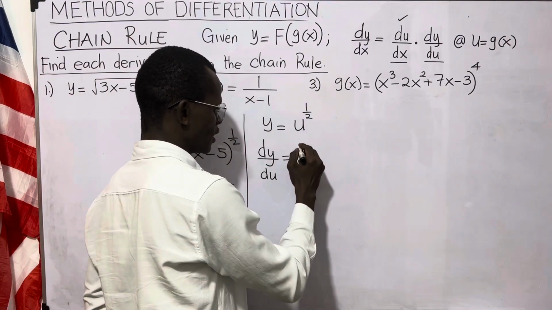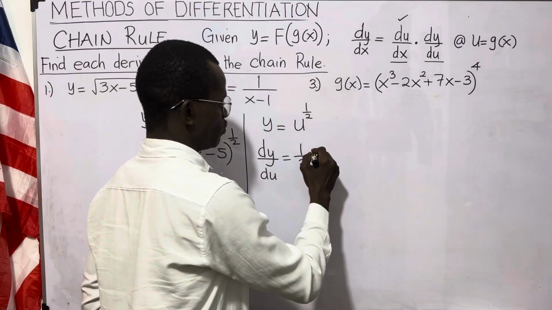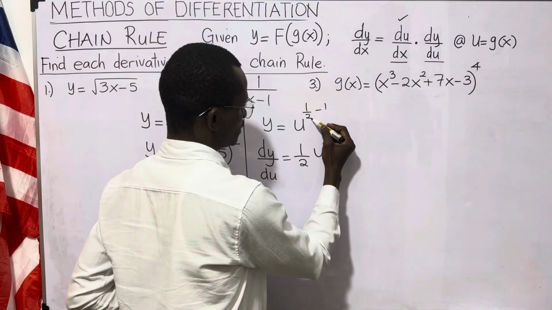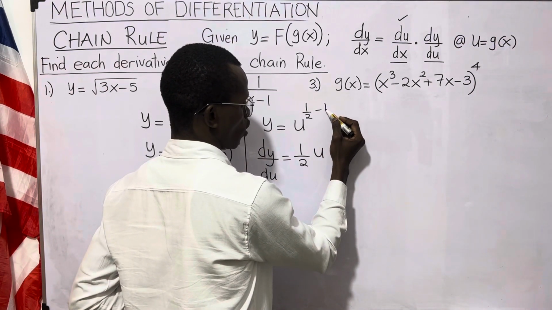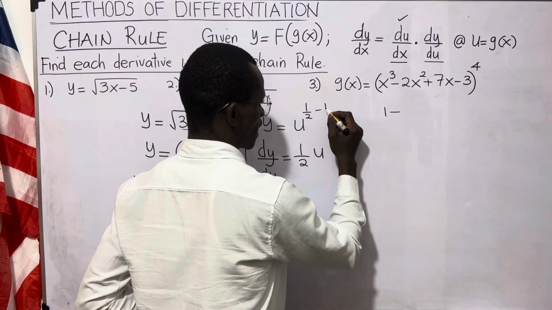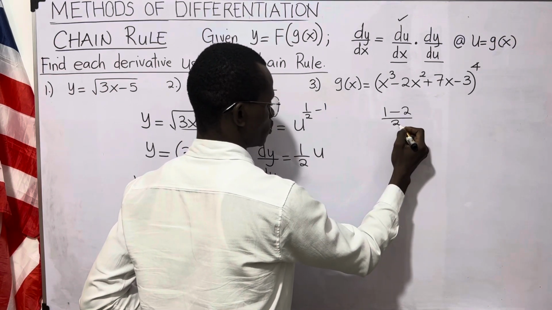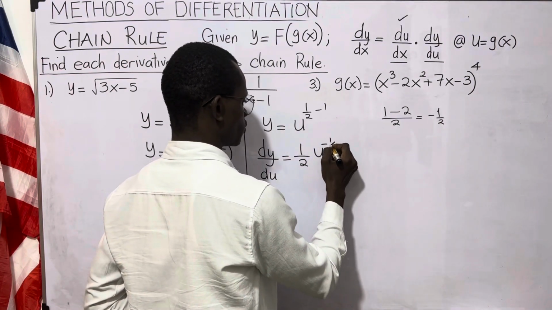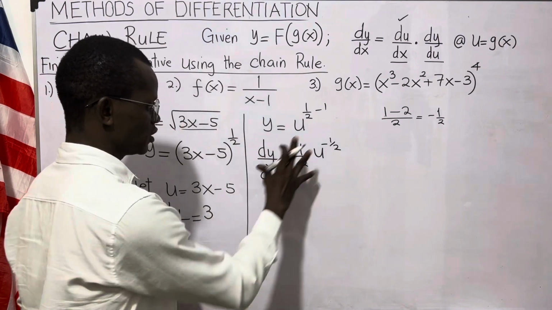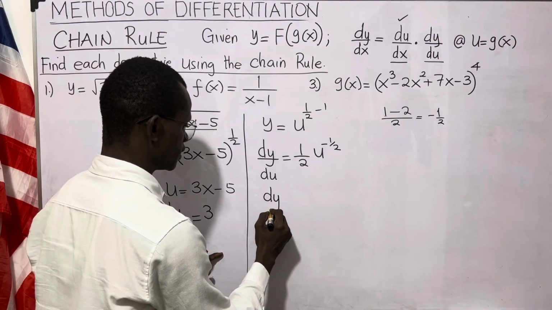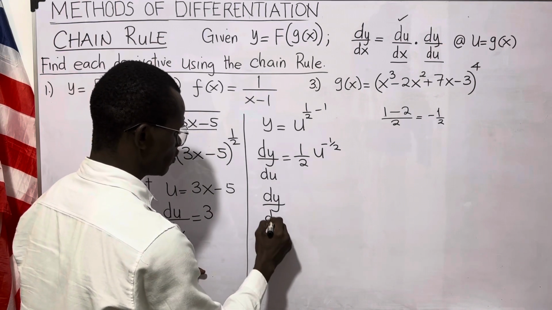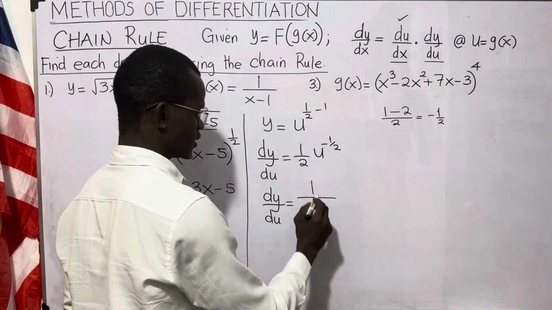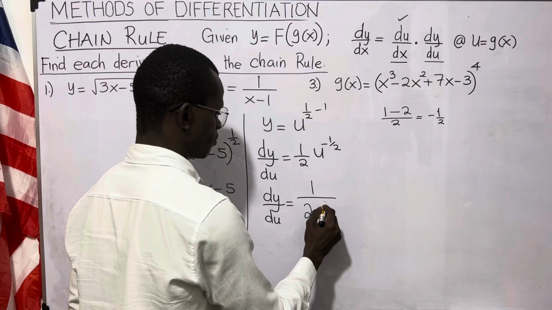This 1 over 2, we bring it down, 1 over 2. We rewrite this u and subtract 1 from this 1 over 2. So for short, you can just say 2 times 1. So it's 1 minus 2 times 1 is 2, all over 2. So 1 minus 2 gives us minus 1 over 2. So this now becomes minus 1 over 2. So this is our u. If we can rewrite this, this is our dy by du. If we rewrite this, we will have 1 all over, because the power is negative, we reciprocate, 1 all over 2u raised to the power 1 over 2.